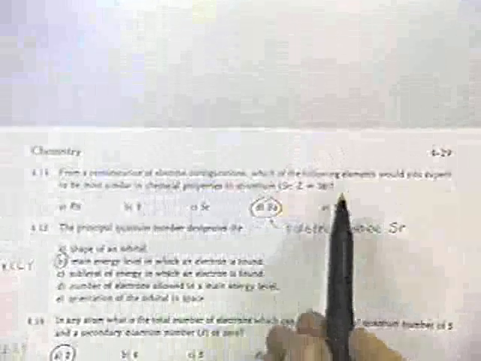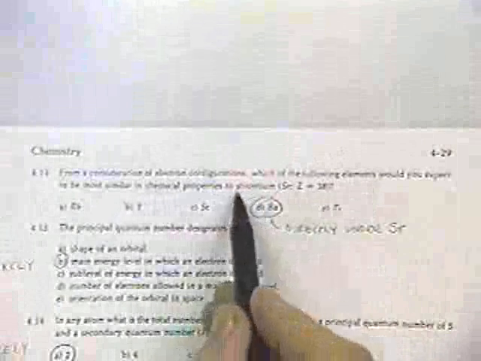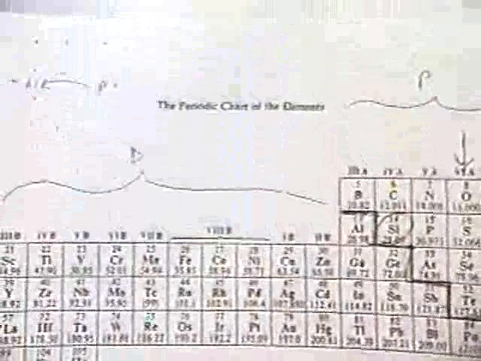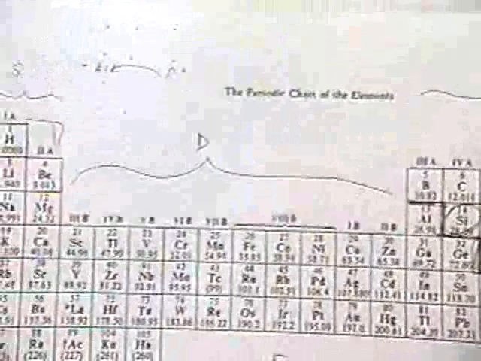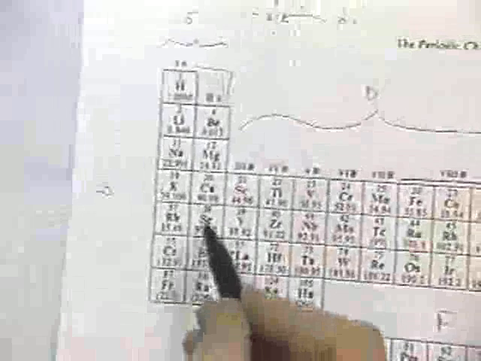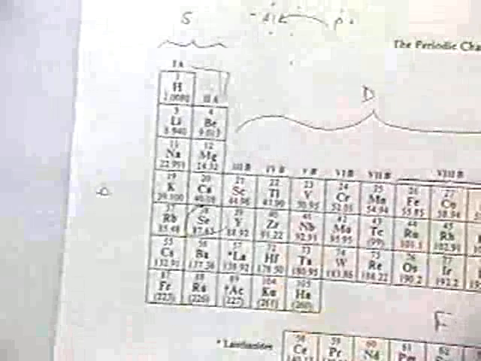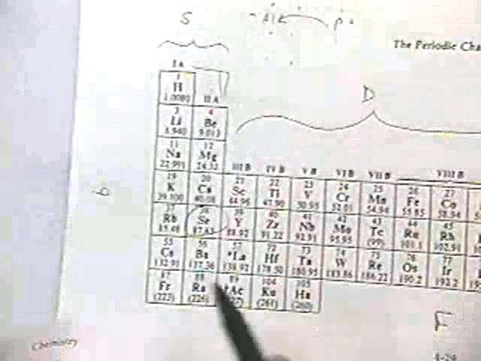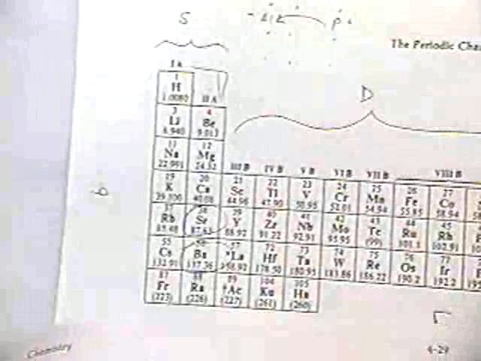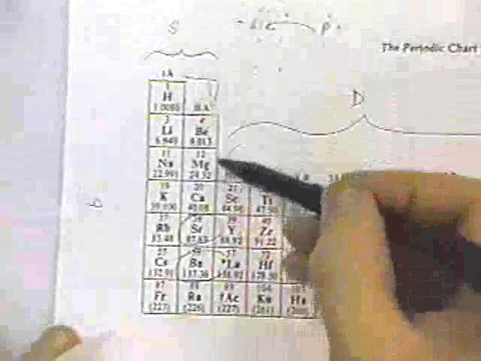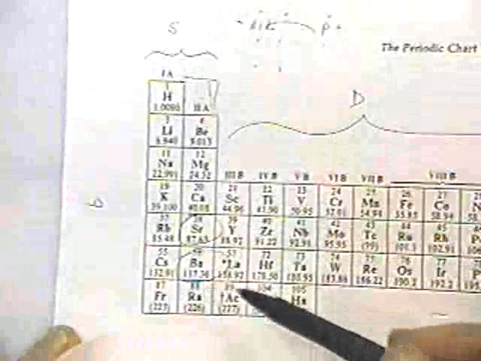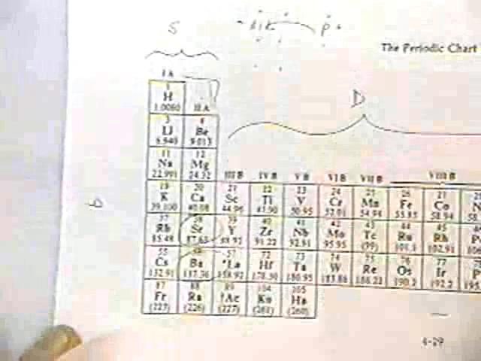Okay, this next question is, by considering electron configurations, what's the most similar to strontium, atomic Sr? Right, so here's a periodic table. Let's see if I can find it. Here it is over here. There's strontium. And notice that barium is right underneath it. So remember that things in a column have similar properties, so you'd expect barium to be very similar to strontium.